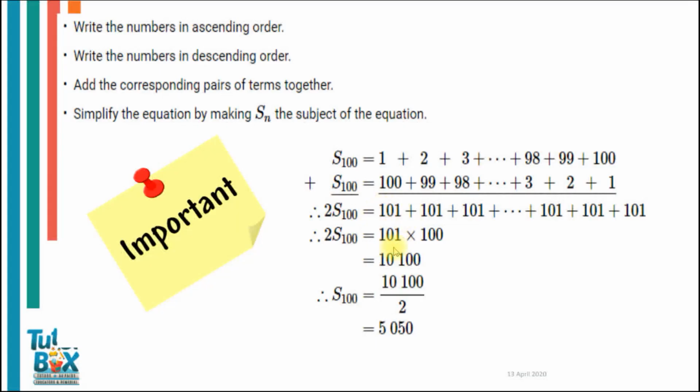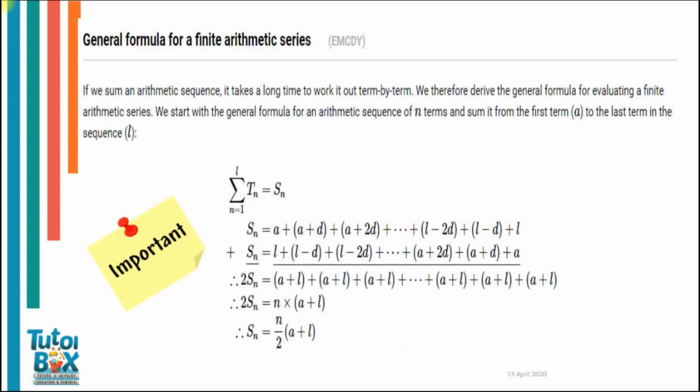So you're multiplying 101 by 100, because it's 100 of them, right? Now this will be equal to 10,100. So you have 2S100 is equal to 10,100. And then we want to get what S100 is, and we get 10,100 divided by 2, and we get our answer to be 5,050, right?